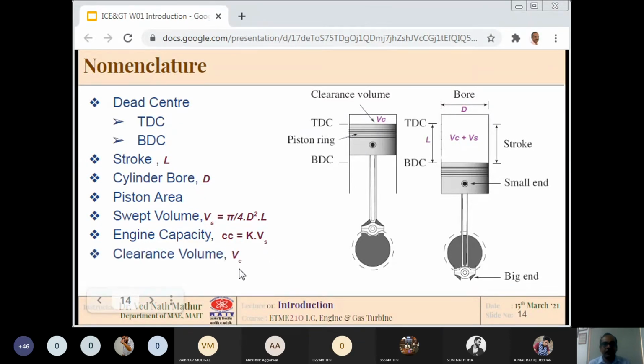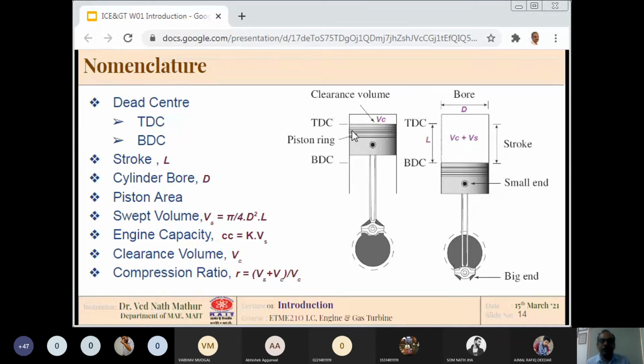Vc is the clearance volume. And the compression ratio is given by Vs plus Vc divided by Vc. It's the same R which we used in the analysis of efficiency in the Otto cycle and diesel cycle. So you derive this formula, eta is equal to 1 minus 1 by R raised to the power gamma minus 1. So we'll correlate this with the Otto cycle PV diagram or TS diagram.